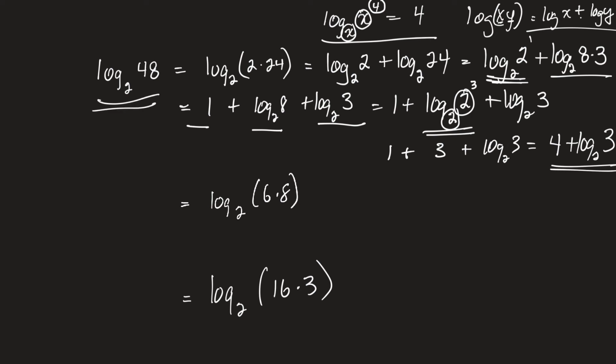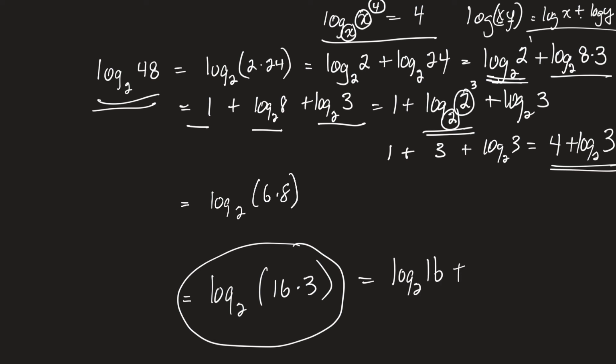Now, you can pick any number you want, but this is probably the fastest way of getting there, that one right there. Because 16 is a power of 2, it's 2 to the 4th. So I can rewrite this as log base 2 of 16 plus log base 2 of 3. And then log base 2 of 16 is the same as log base 2 of 2 to the 4th. Right, 2 to the 4th, yeah. Plus log base 2 of 3.